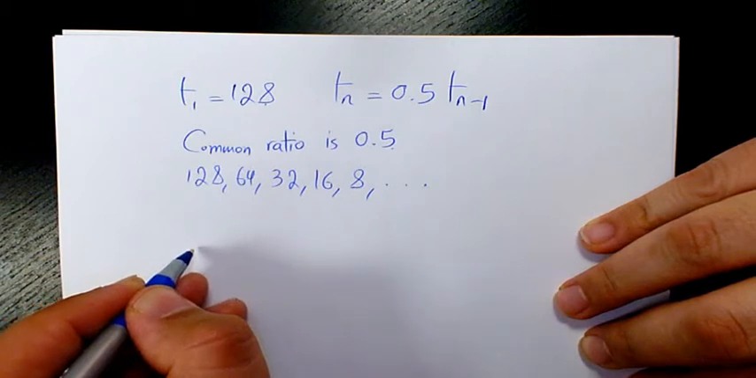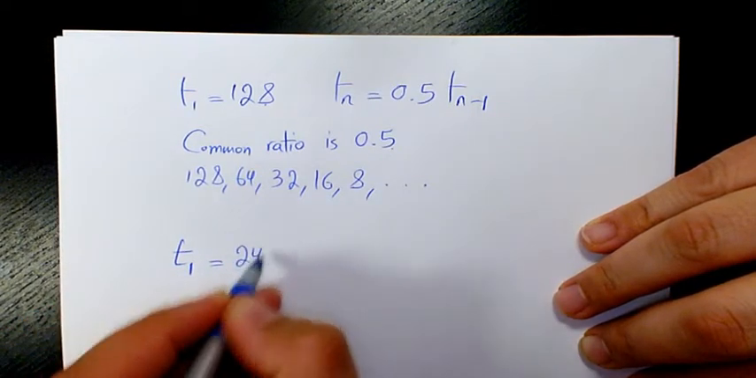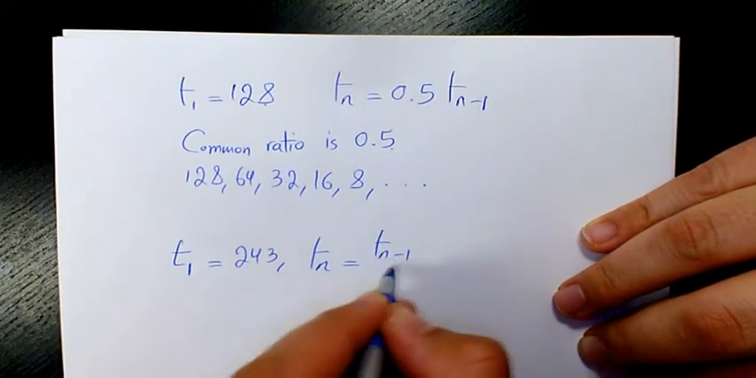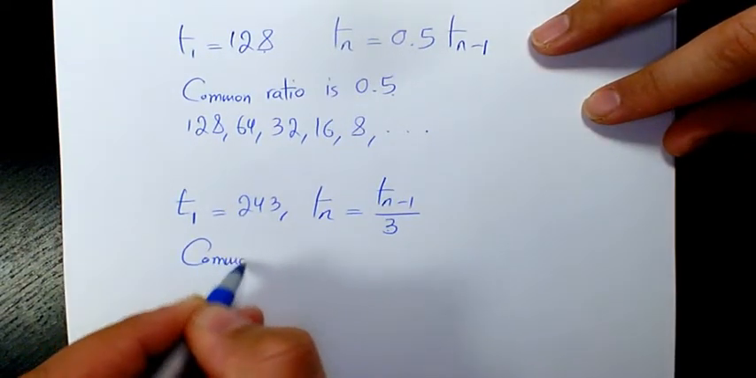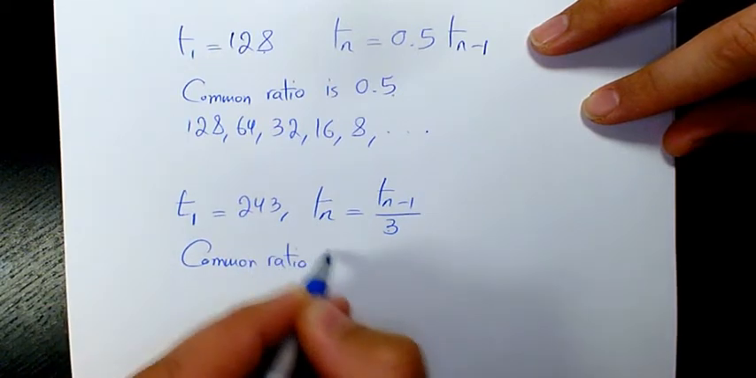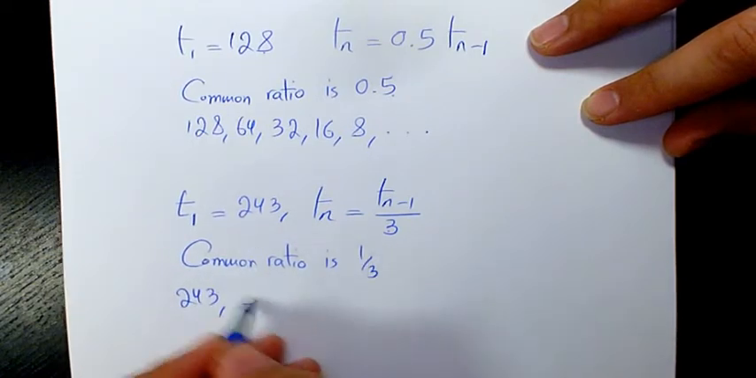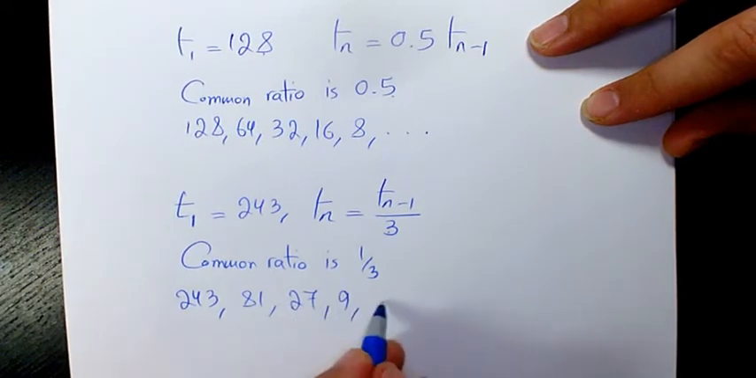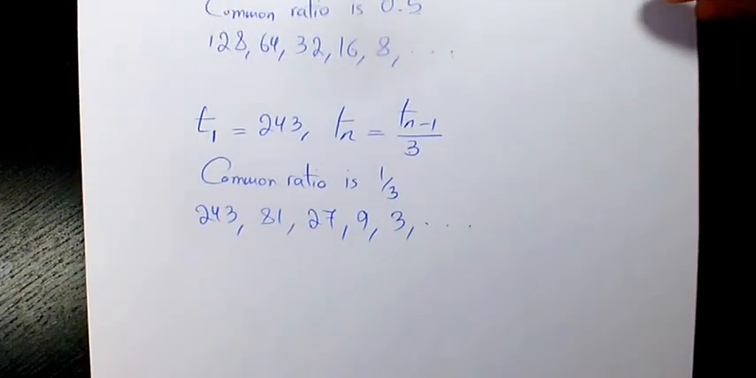Next, first term is 243, and the recursive term is tn equals tn minus 1 over 3. So the common ratio is 1 over 3. So 243 times 1 over 3 is going to be 81, times 1 over 3 is going to be 27, times 1 over 3 is going to be 9, times 1 over 3 is going to be 3. So that's how you write the first 5 terms for this sequence.